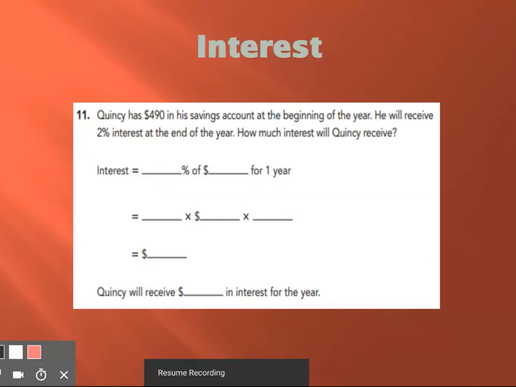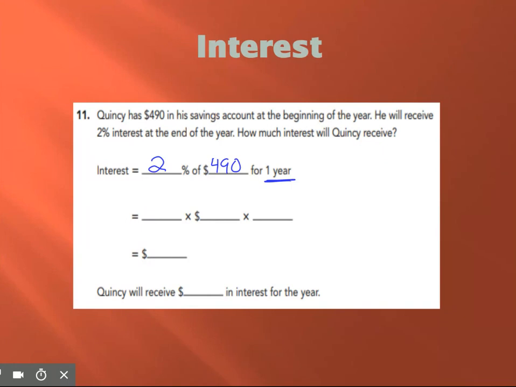Okay, so let's talk about Quincy here. Quincy has $490 in his savings account at the beginning of the year. He will receive 2% interest at the end of the year. How much interest will Quincy receive? So the interest is calculated by 2% of $490. And again, we need to take into account the time period of 1 year.